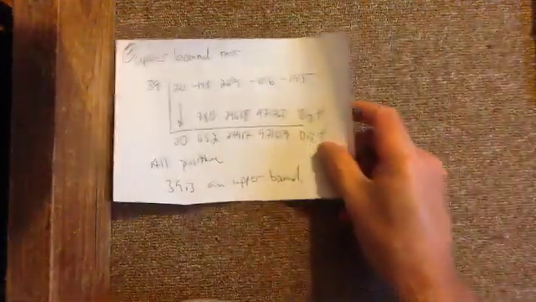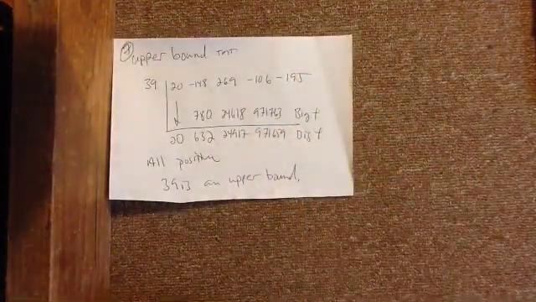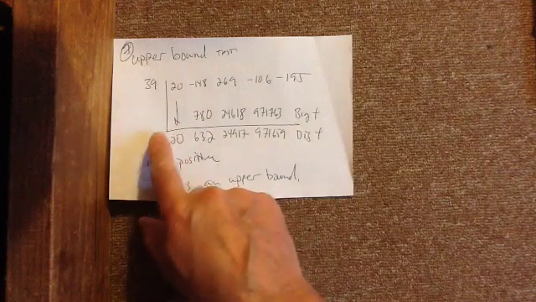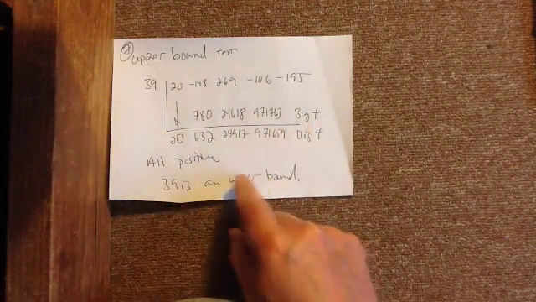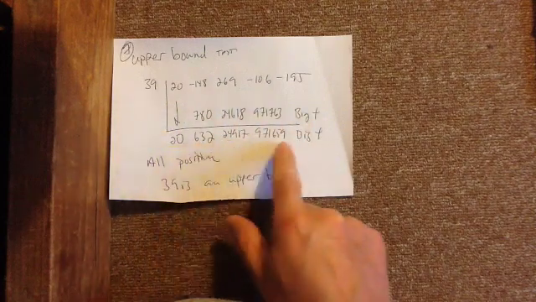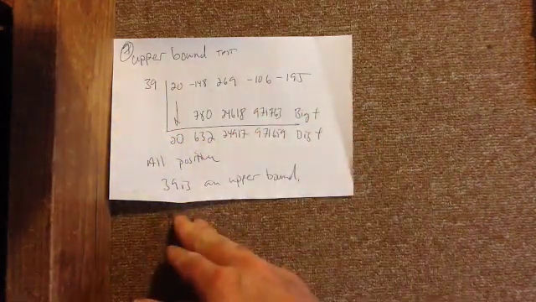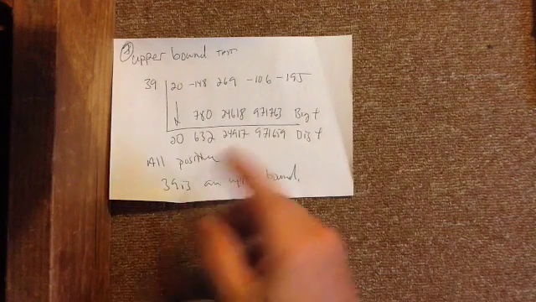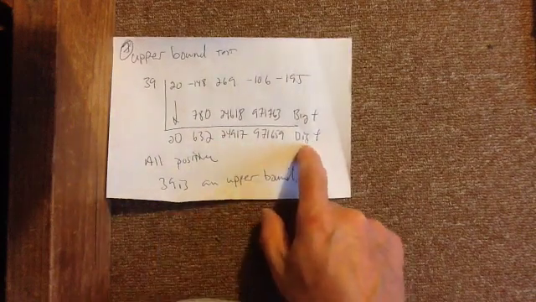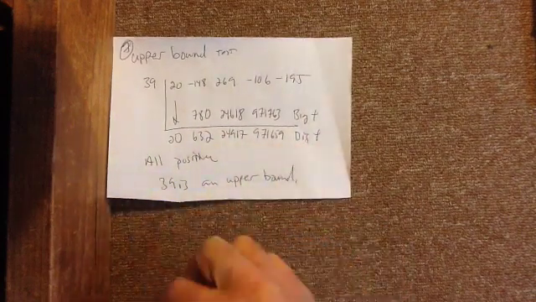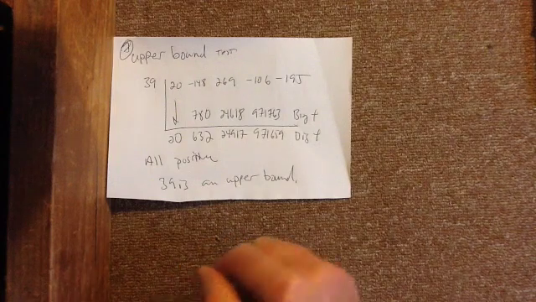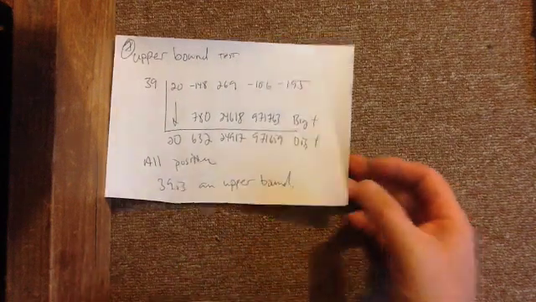So how about an upper bound? Well, I thought I'd try 39 and see how that worked out. I ran the synthetic division on 39, and notice how these are all positive. Since that's a positive number and these are all positive, 39 is an upper bound. 39 is not a 0 because the remainder's not 0. And we know there are no numbers larger than 39 that are roots.